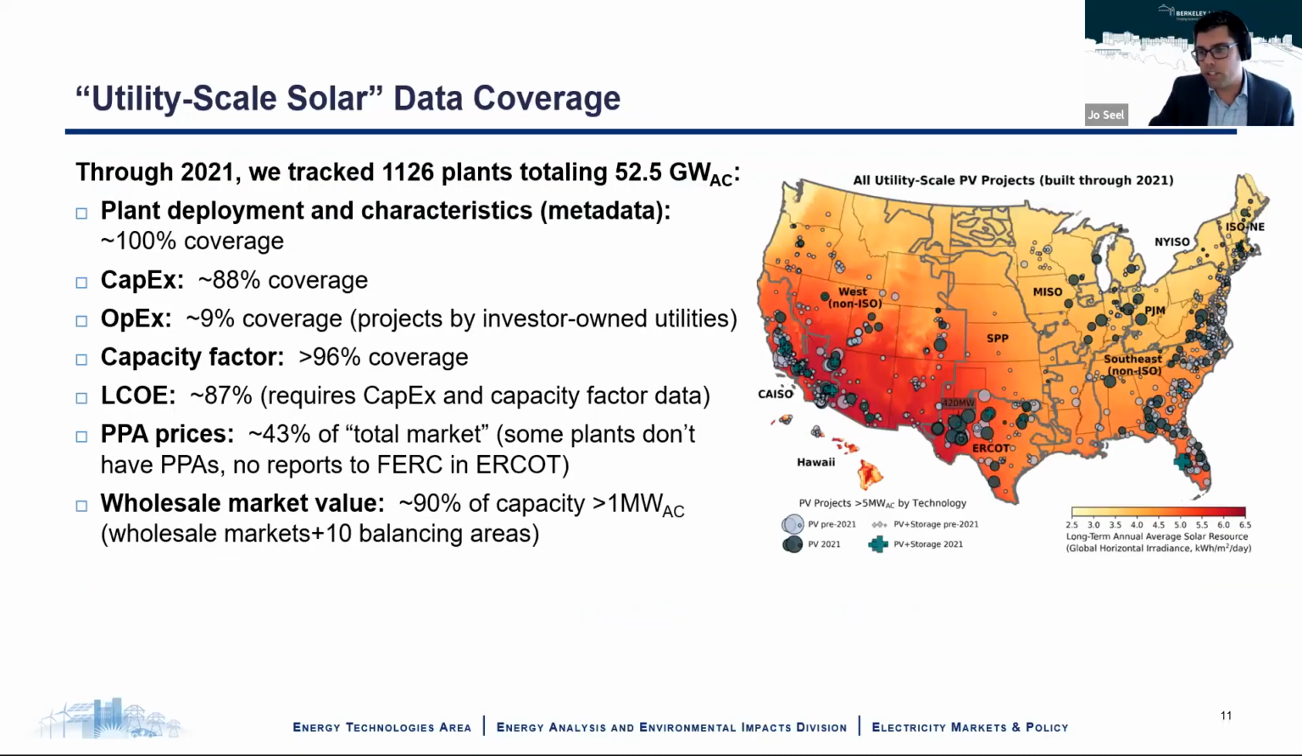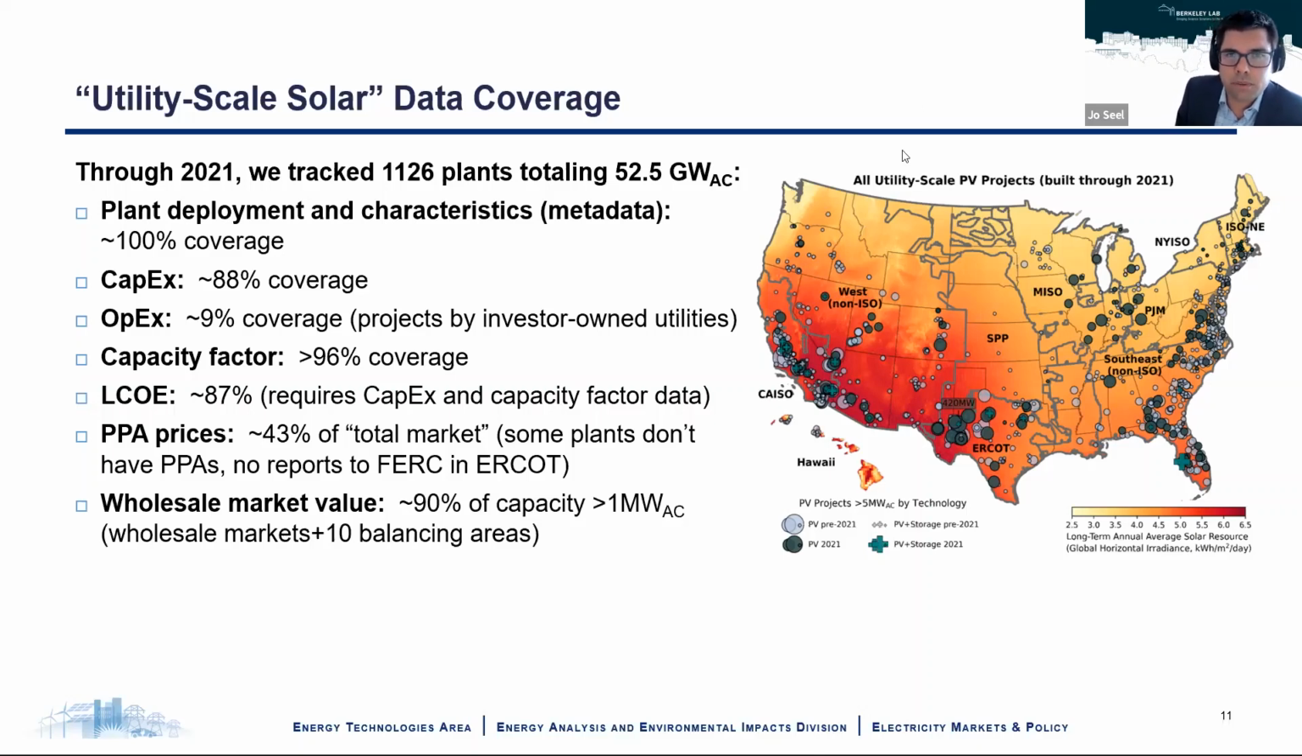So in terms of the data coverage, I have shown here on the right a map of the continental United States and Hawaii, where we have all of our projects that are larger than 5 megawatts AC. In gray are existing projects, and dark blue are new projects that were just installed in the year 2021. At least compared with the EIA data, we have 100% coverage of the metadata of the plants. For CapEx, we have about 90% coverage, roughly the same for levelized cost of energy. Capacity factor, we have nearly complete coverage.